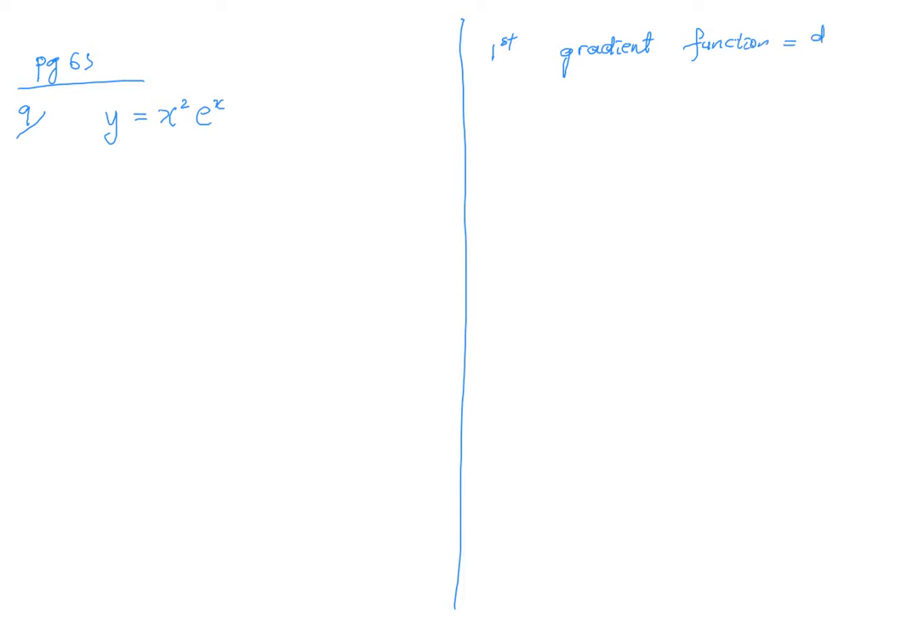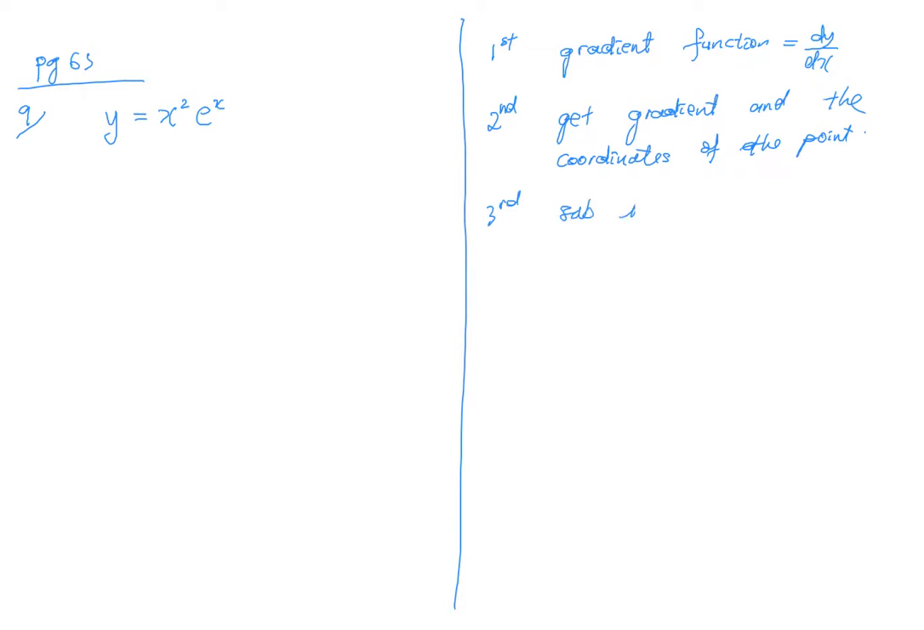That is your dy dx. Second, get the gradient and the coordinate of the point. Okay, then third, sub into y equal to mx plus c. Okay, then after you got it, then you get the equation already. Then fourth, for this case, then only you find the coordinate of point A and B. And the question may ask you to find the area, so what you need to do is differentiate this.